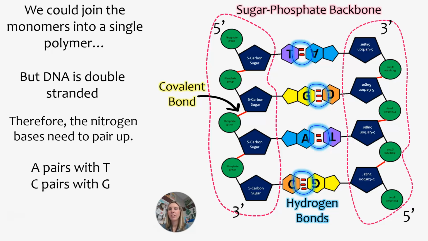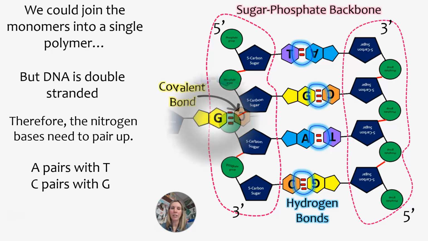And then again, if we take a look at our sides, our sugar phosphate backbones run in opposite directions. So on the left side, we can see with the phosphate pointing up that we have that going in the 5' to 3' direction. And then on the other side, we can see that phosphate group on that first nucleotide is pointing down. So that one is going in the 3' to 5' direction.